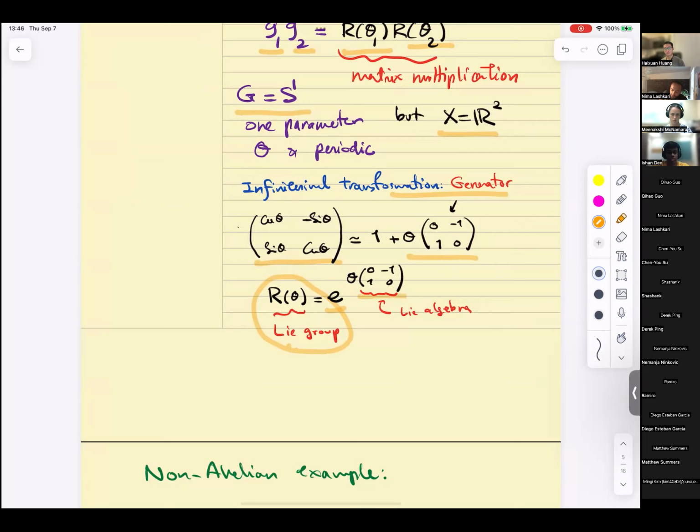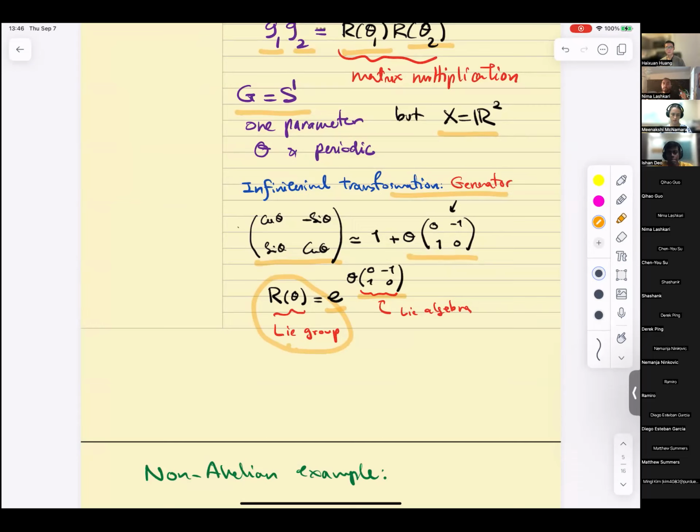It's the exponentiation of the Lie algebra. The Lie algebra are these infinitesimal rotations, which I can think of as matrices, as vectors, rotation vectors, right? This is the terminology. So there's a Lie algebra that you exponentiate to get a Lie group.